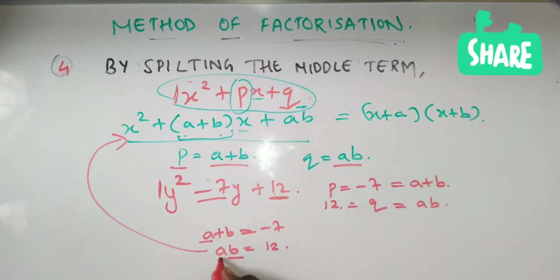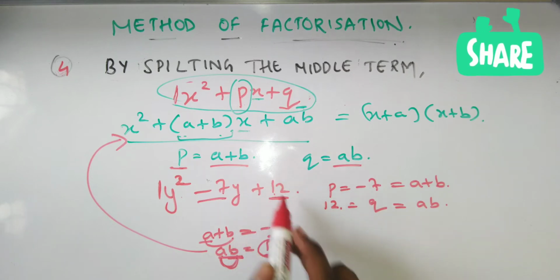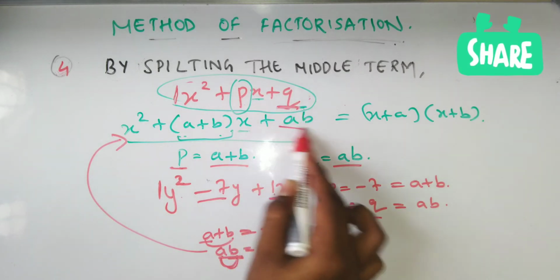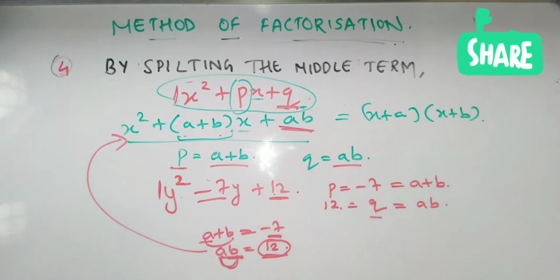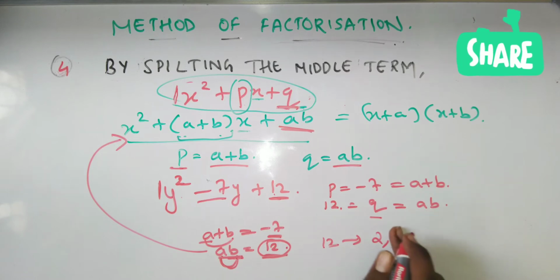Now a and b we have to find out. That means when I multiply the two unknown numbers, a and b, I should get 12. When I add those same two numbers, I should get minus 7. Those numbers you have to find. So always remember ab equal to 12. So ab is nothing but q, that is equal to 12. So we have to write the factors of 12. 12 I can write as 2 into 6, 2 sixes are 12, and 4 threes are 12, and 12 ones are 12.